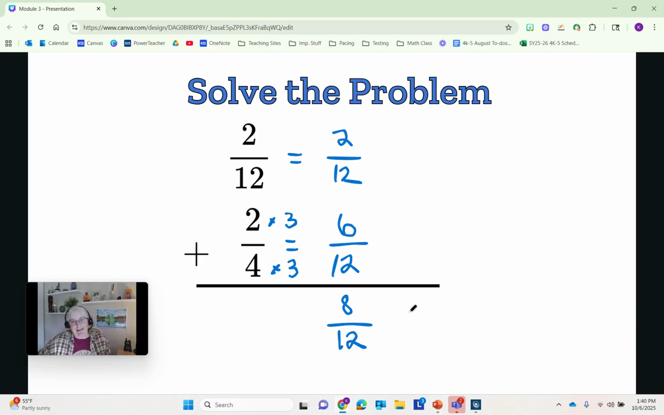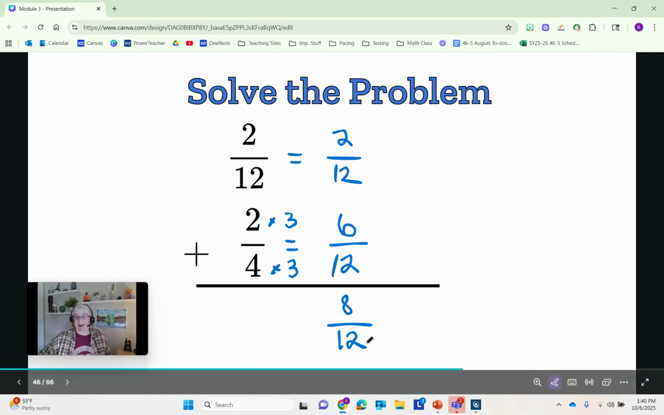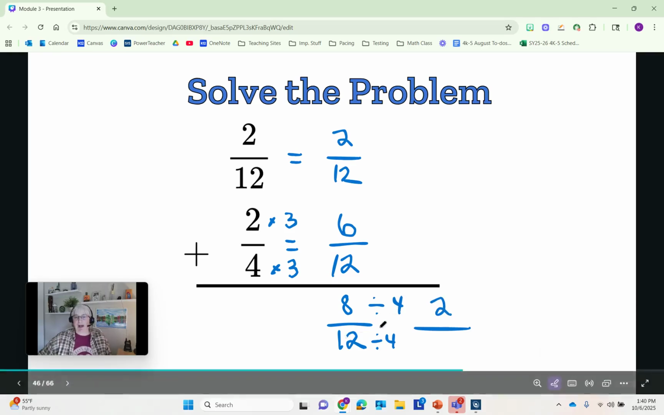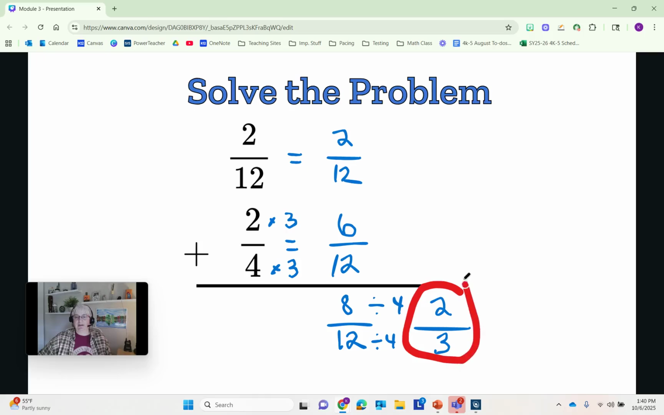We can write this in a simpler form. I know that I can divide 8 by the same number I can divide 12 by. I can divide them both by 4 to get a smaller and equivalent fraction. 8 divided by 4 is 2. 12 divided by 4 is 3. So the answer to the problem, 2/12 plus 2/4, is 2/3.